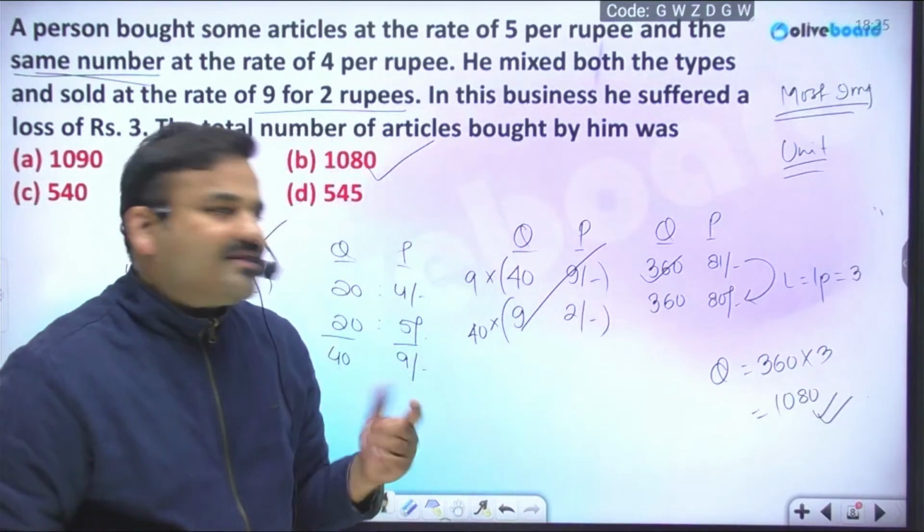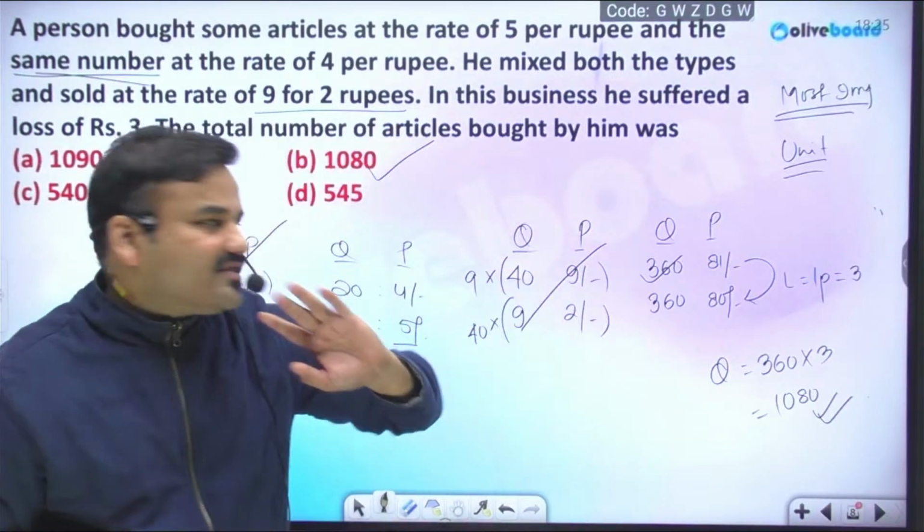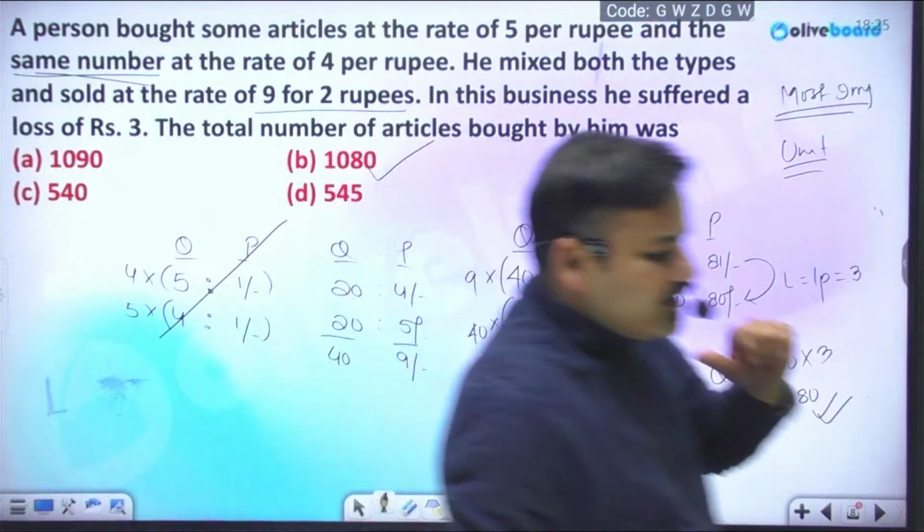What is the cost price? 3 into 81. What is the selling price? 3 into 80. What is the loss percent? 1 on 81 times 100.